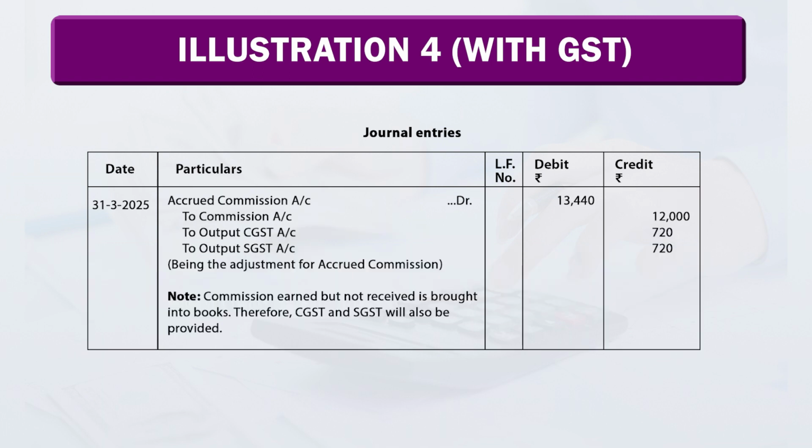Now friends, here another point is given to us, that is about our income accrued but we have not received. So here accrued commission account debited by 13,440 including effect of GST, and commission account will be credited by 12,000 rupees. Our net income of commission is 12,000, but we have to record the effect of GST because on it GST is levied. So commission account is credited by 12,000, output CGST account 720 and output SGST account will be credited by 720. Note is also given to you, commission earned but not received is brought into the books, therefore CGST and SGST also will be provided.